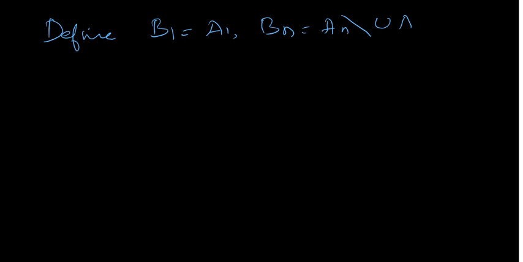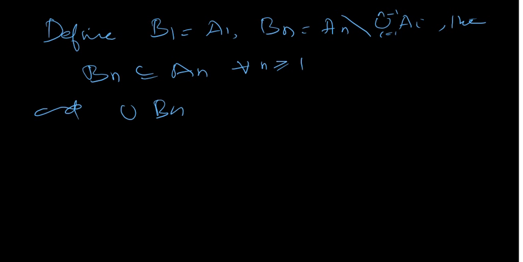Let's define the following sets. I will try to express this union as a disjoint union. For this, I will define B1, which is equal to A1, and in general Bn is equal to An minus the union of Ai, where i runs from 1 to n minus 1. So then you can see that this Bn is a subset of An for all n greater or equal to 1, and the union of Bn is the same as the union of An, which is A.